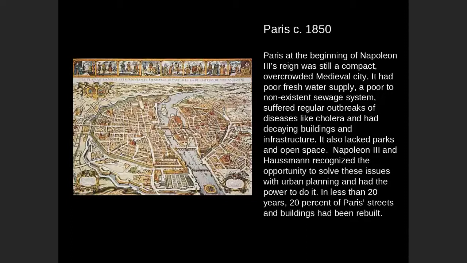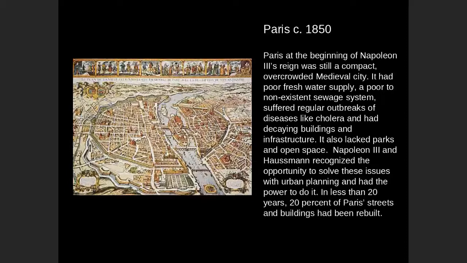So, by 1850, here's a rendering, a bird's eye type view of Paris. The city was still a medieval city. It was very compact, very dense, overcrowded. There were still city walls constraining growth that was rapidly happening, especially with the Industrial Revolution. More and more people were moving to urban cities to work in factories and businesses, and the cities weren't growing fast enough to accommodate that influx.